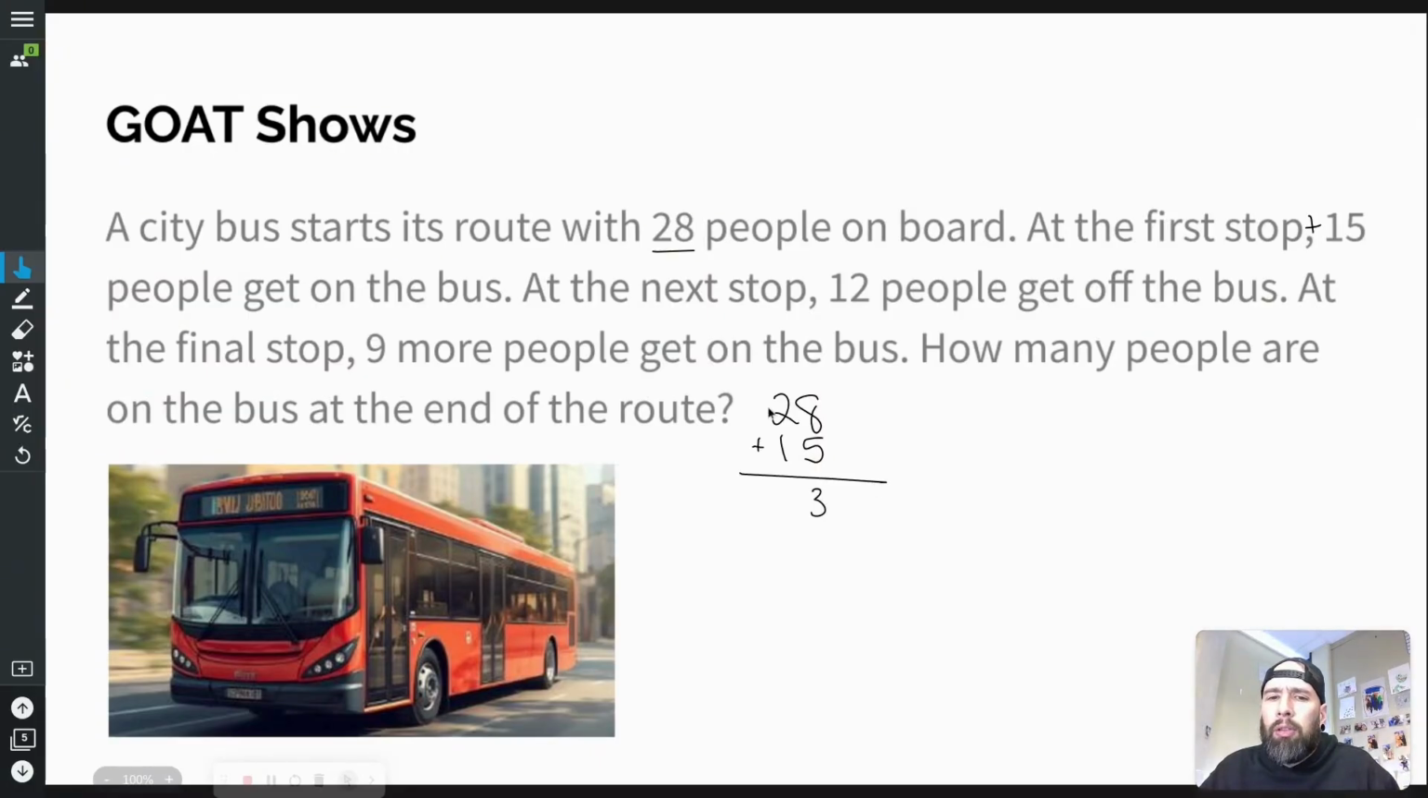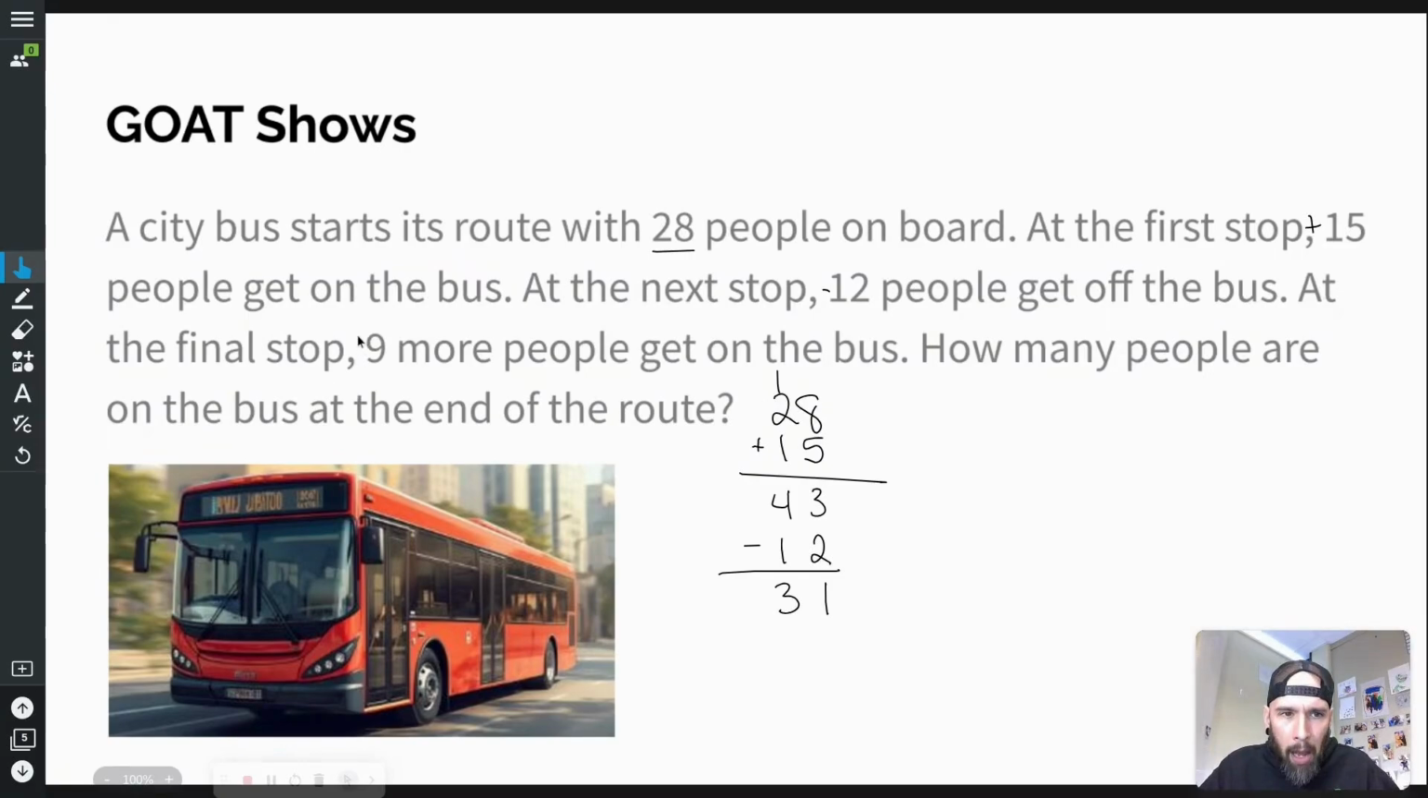8 plus 5 is 13. Carry the 1. 1 plus 2 is 3. 3 plus 1 is 4. You get 43. So right now, we have 43 on the bus. At the next stop, 12 people get off. So let's subtract 12 from that. 3 minus 2 is 1. 4 minus 1 is 3. So right now, we have 31 people on the bus.